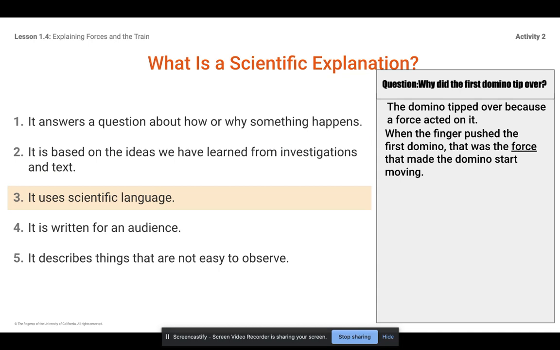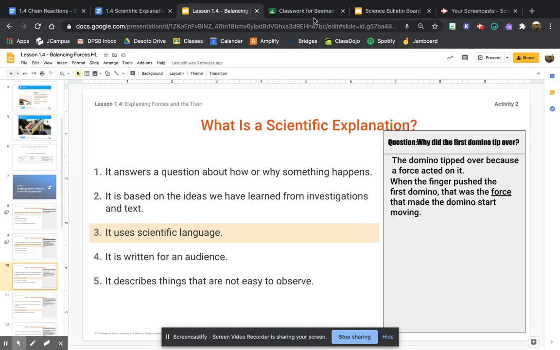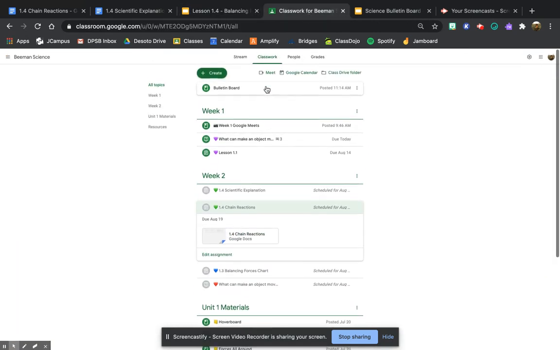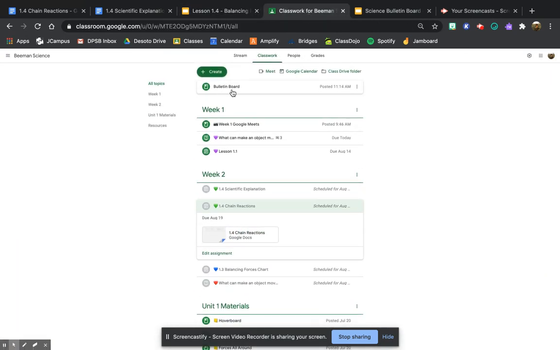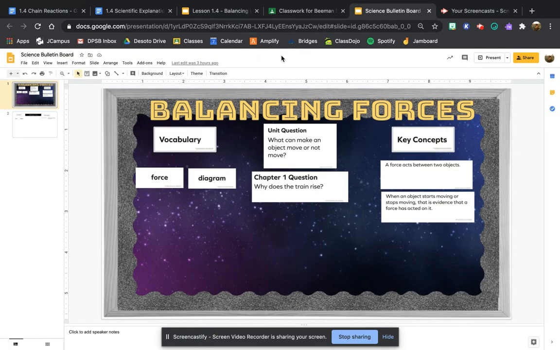We know that one of our vocabulary words is force. Now, I want to show you where you can find more of your vocabulary words. If you go to your classwork, you scroll all the way to the top, you see it says bulletin board. I'm going to click bulletin board, and it's going to take me to my bulletin board. It says balancing forces. So we have our vocabulary, which is force.